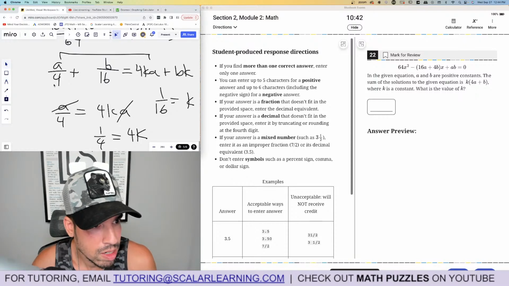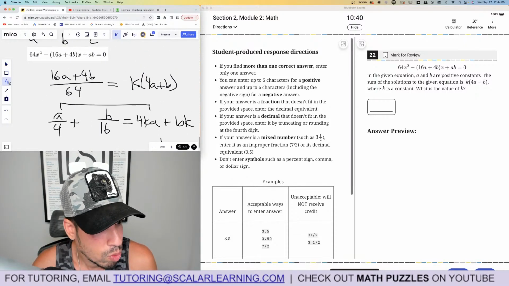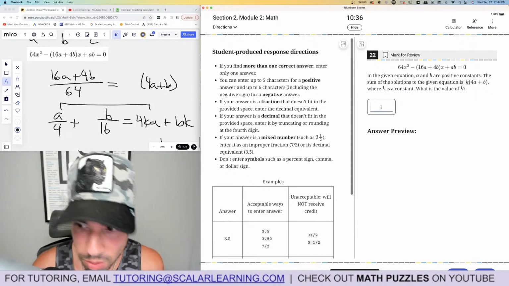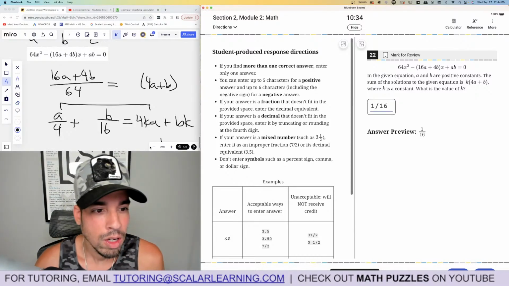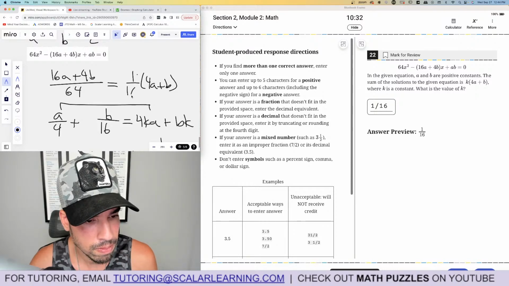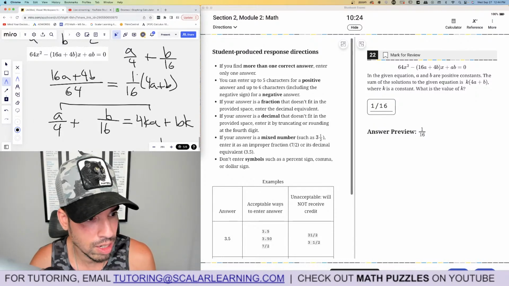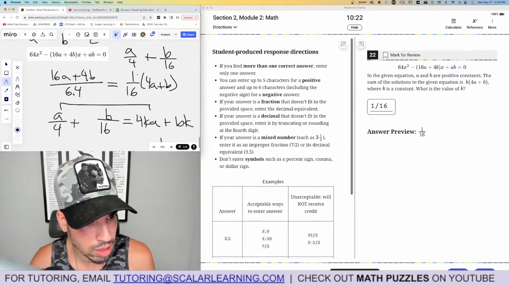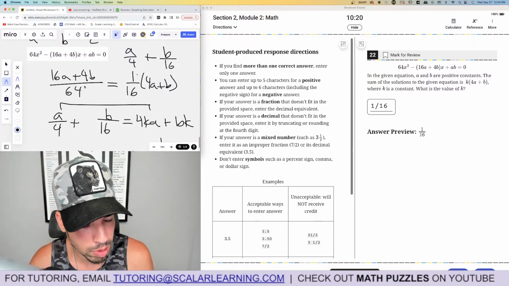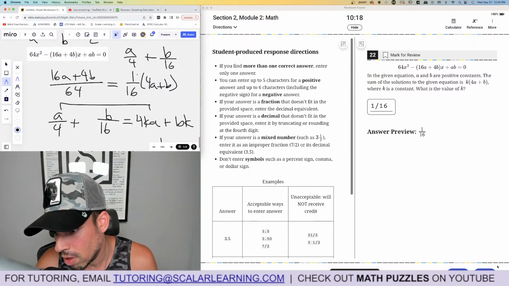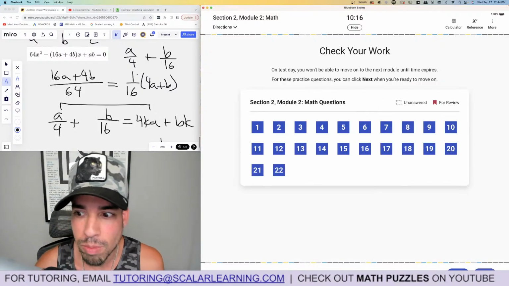Plug it back in up here. If k is 1 over 16, let's put that in before I forget. If I distribute that, I get a over 4 plus b over 16, which is the same as this, right? 16a over 64 is a over 4. 4b over 64 is b over 16. Verified, done. All right, that's it. Let's see what we did.